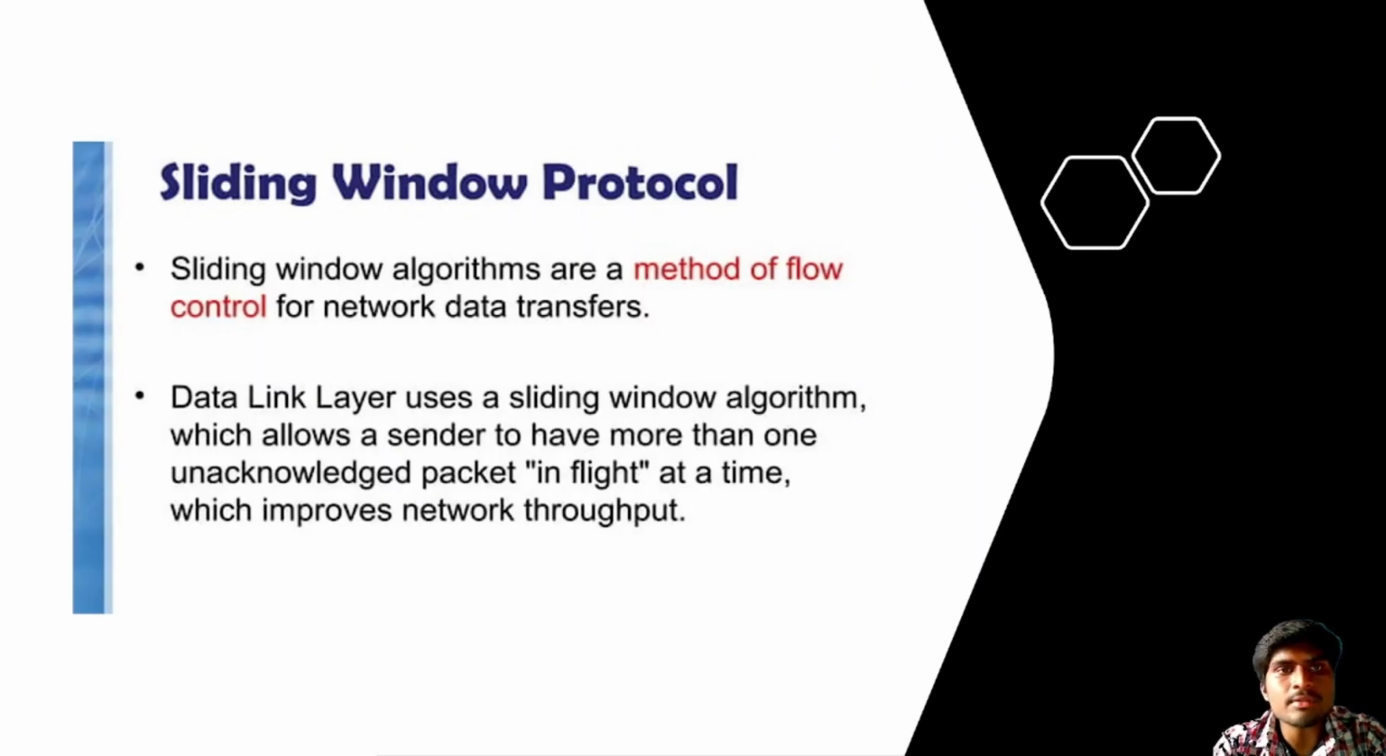And next one, sliding window protocol. Sliding window algorithm is a method of flow control for network data transfer. Data link layer uses a sliding window algorithm which allows a sender to have more than one acknowledgement packet in flight at a time, which improves network throughput.